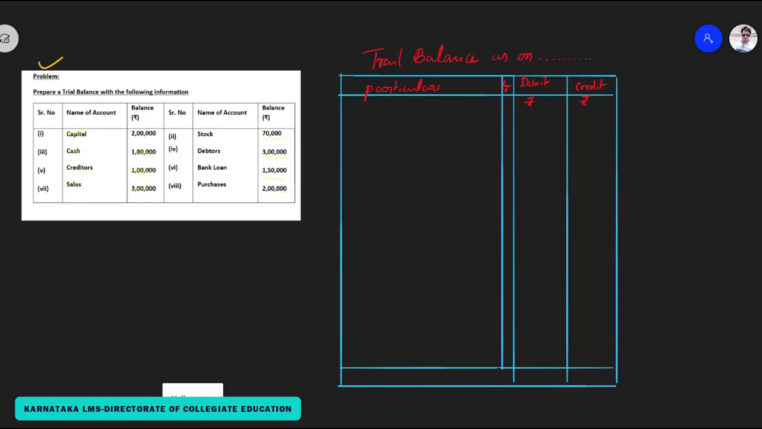So the balance of capital is 2 lakh, the cash balance is 1,80,000, and creditors 1 lakh, sales 3 lakh, stock 70,000, debtors 3 lakh, bank loan 1,50,000 and purchases 2 lakh. Like this they have given directly the balances of ledger accounts. So there is no necessity of preparing the ledger accounts again. So directly we can proceed with the trial balance. If we transfer these balances directly to the trial balance, the trial balance will be ready.